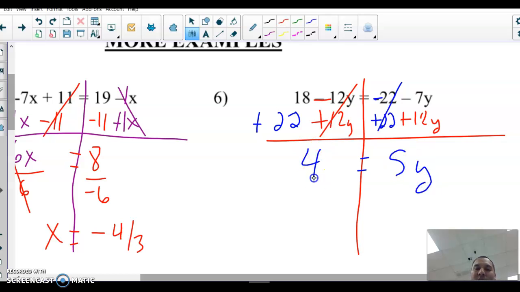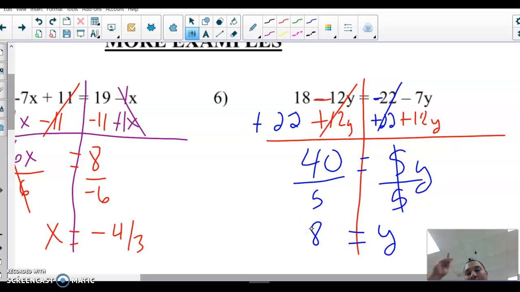18 plus 22 is 40. 5 divided by 5 is 1. Inverse property, 1y is just y. Identity property, and it's 8. If you want to plug it in to verify, it looks something like this.